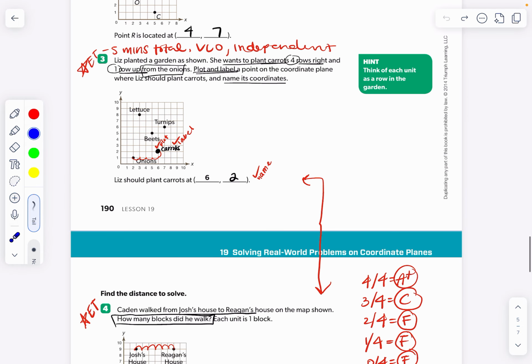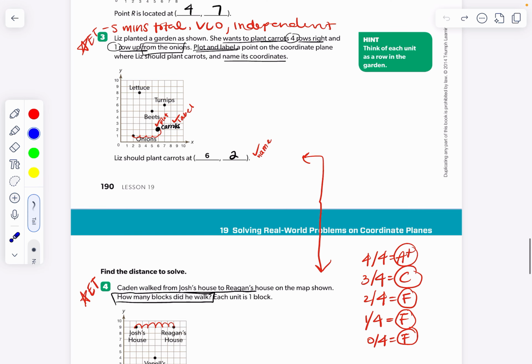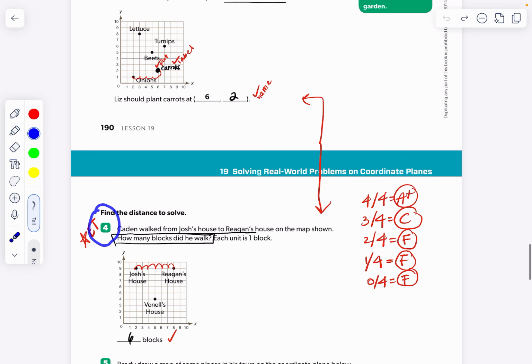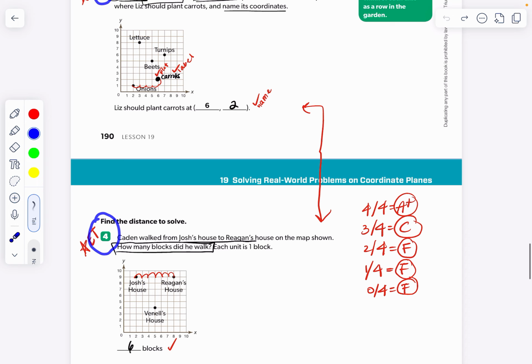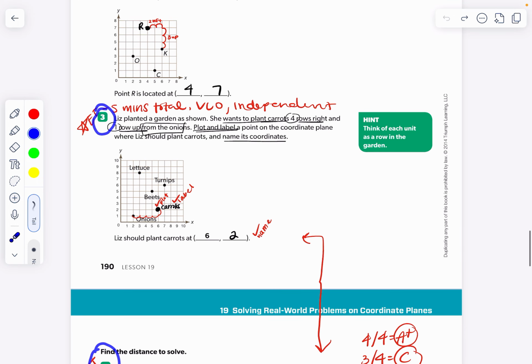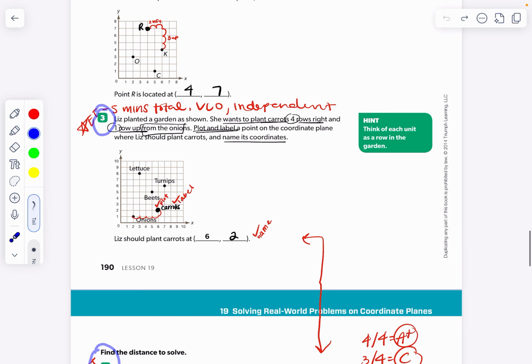I left question 3 and 4 for an exit ticket because I want to see how well they understand identifying distance in question 4, and whether they're able to plot points given a set of instructions for question 3.